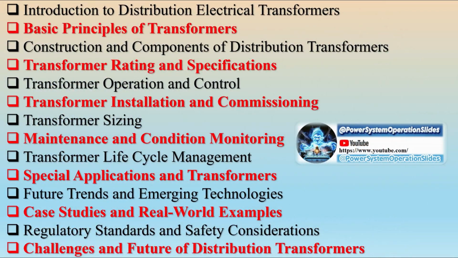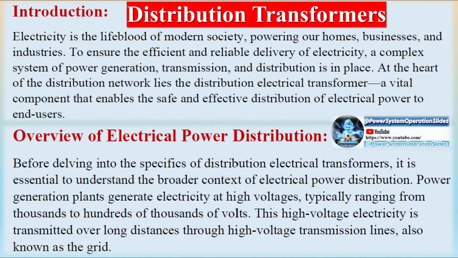Electricity is the lifeblood of modern society, powering our homes, businesses, and industries. To ensure the efficient and reliable delivery of electricity, a complex system of power generation, transmission, and distribution is in place. At the heart of the distribution network lies the distribution electrical transformer, a vital component that enables the safe and effective distribution of electrical power to end users.